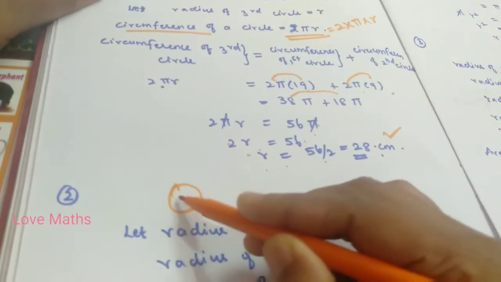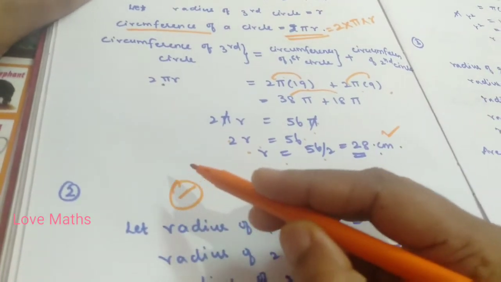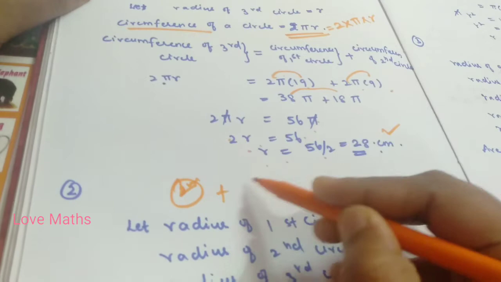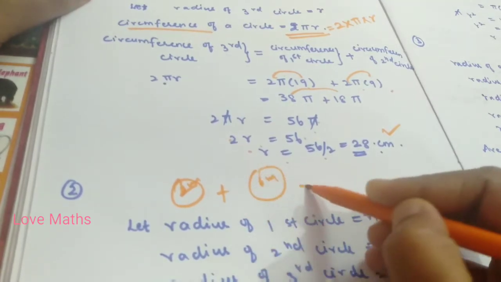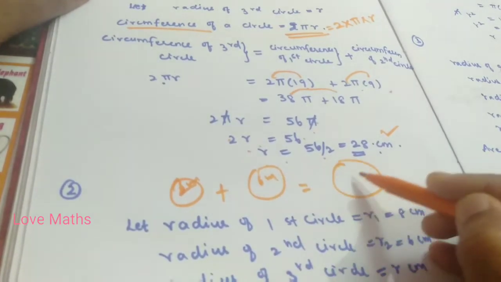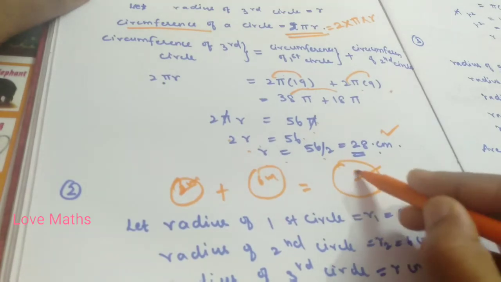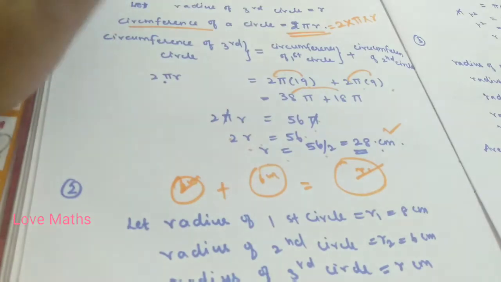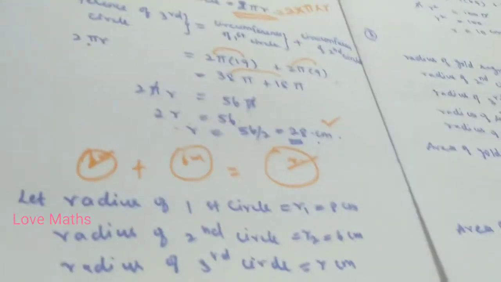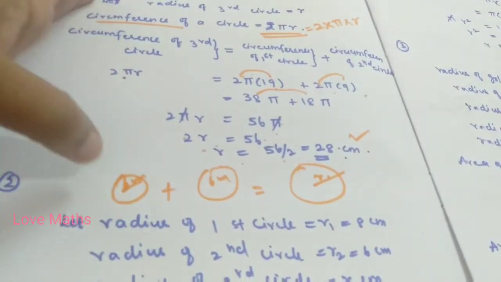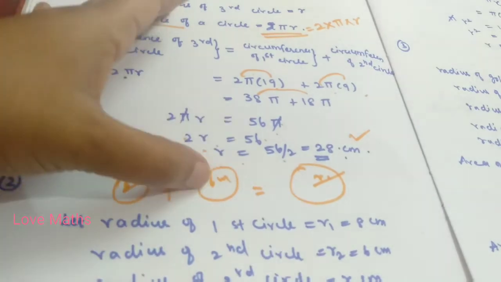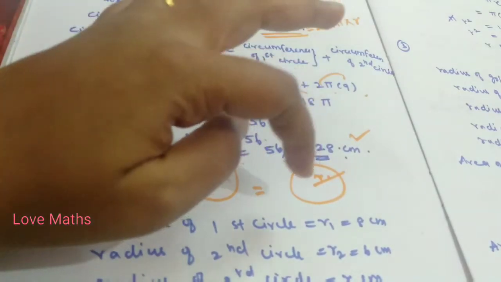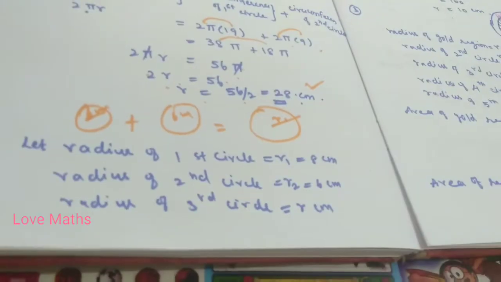So we are going to find the radius. Two circles are there, one is 8 cm and the other is 6 centimeter. We are going to find the third one. For circumference the sum of the radii was equal, but this is area, so it is not like that. Let us check if it is equal. The radius of the first circle, let us take R1. The radius of the second circle, let us take R2. The radius of the third circle, I am taking only R.